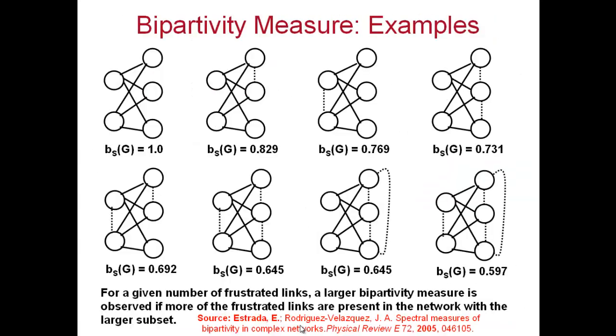And for the bipartite index, I also said it could go all the way from 0.5 to as large as 1. So the closer it is to 1, the closer the graph is to being a bipartite graph. The farther away the bipartite index is from 1, the less bipartite the graph is. So that means you're going to have more frustrated edges in the two partitions.